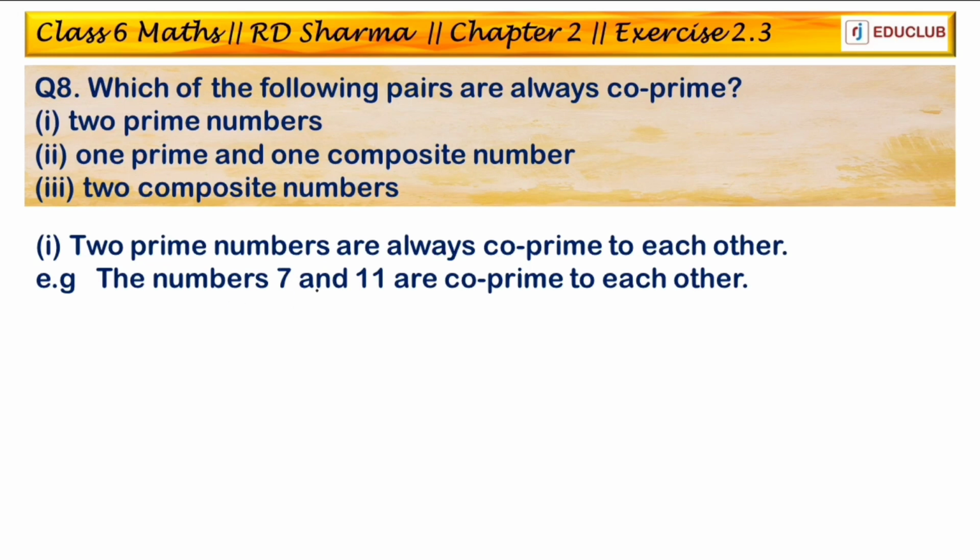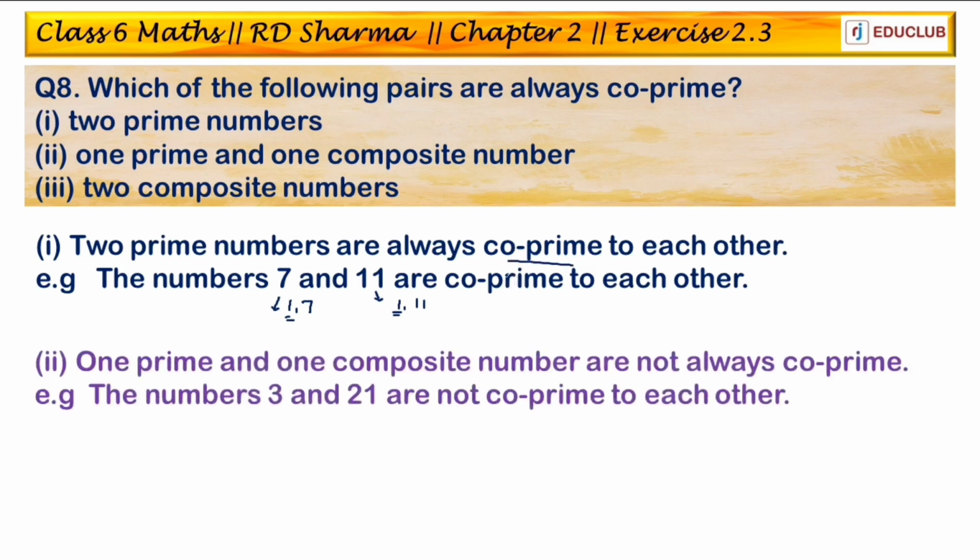For example, 7 and 11. Factors of 7 are 1 and 7, and factors of 11 are 1 and 11. 1 is the common factor. So, prime numbers are always co-prime to each other. Next is 1 prime and 1 composite number. 1 prime and 1 composite number are not always co-prime.